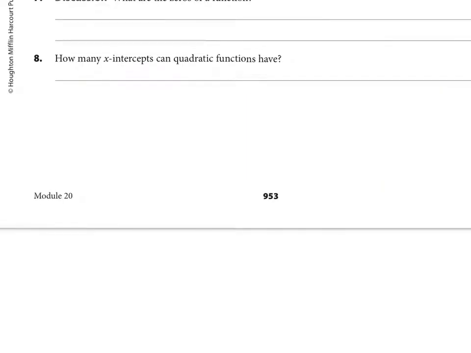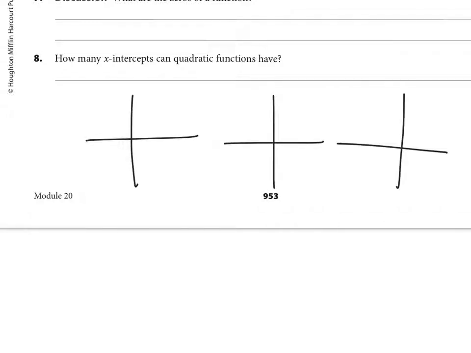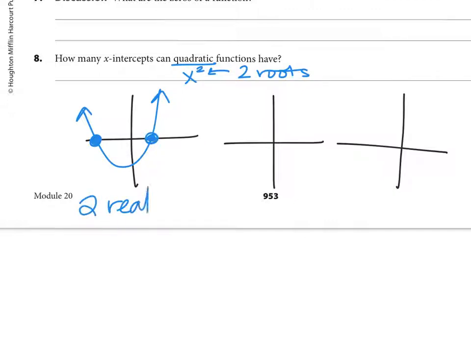All right, this last little question on this page, though, is important. How many x-intercepts can a quadratic function have? So there's actually 3 different options. Most of them, because quadratic means x squared, the 2 tells me that I'm always going to have 2 roots or 2 solutions. But they don't always look like what you think. So we could have a quadratic function that crosses 2 different times, and we call that 2 real roots.